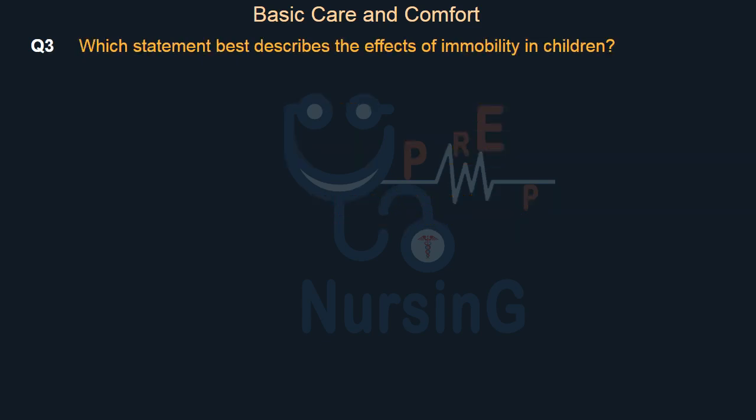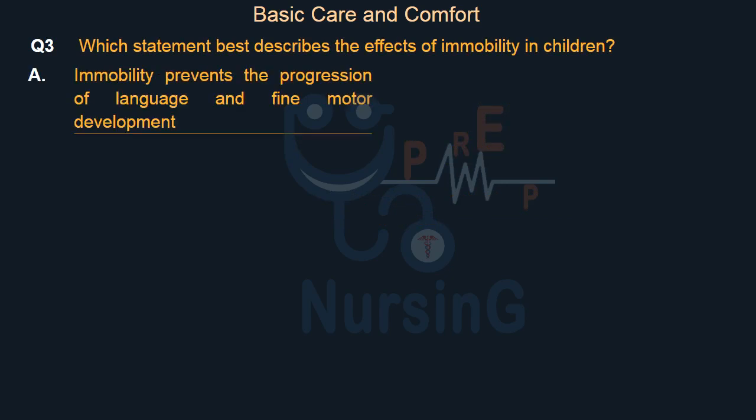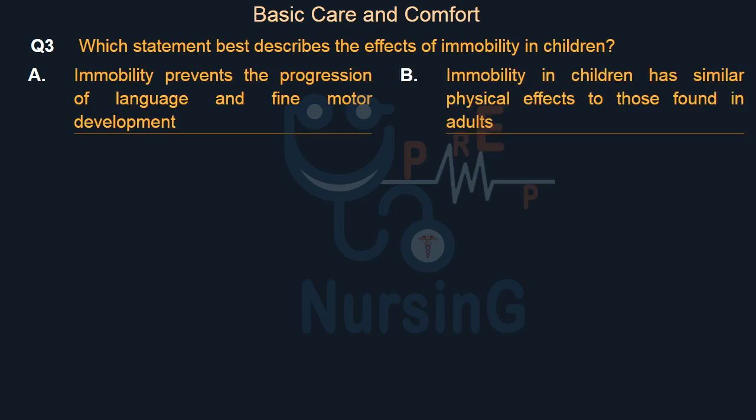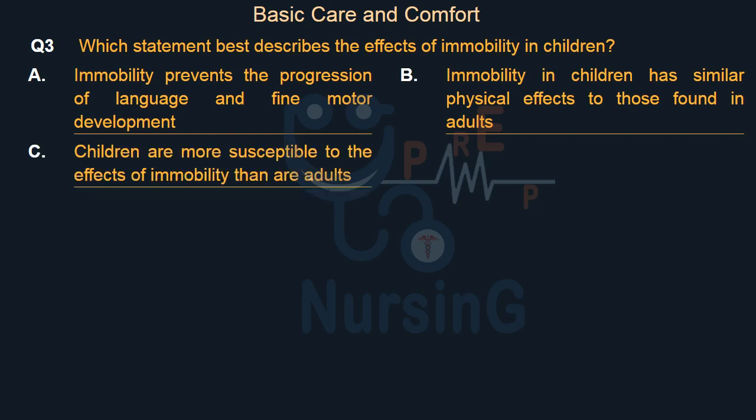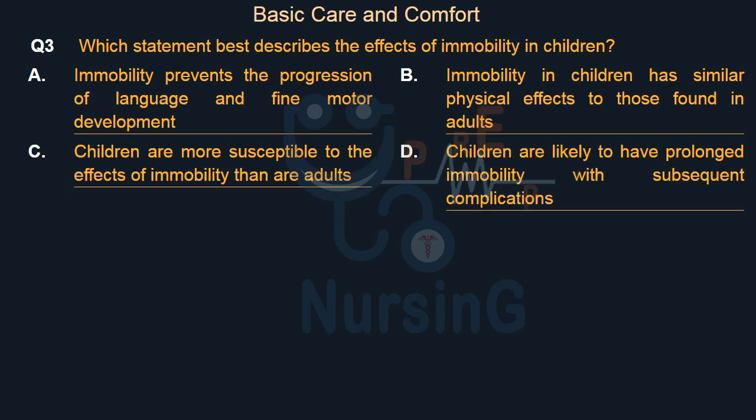Which statement best describes the effects of immobility in children? Option A. Immobility prevents the progression of language and fine motor development. Option B. Immobility in children has similar physical effects to those found in adults. Option C. Children are more susceptible to the effects of immobility than are adults. Option D. Children are likely to have prolonged immobility with subsequent complications.